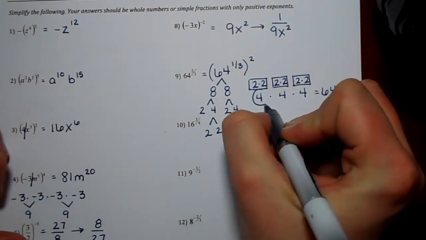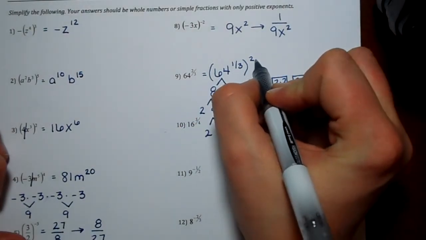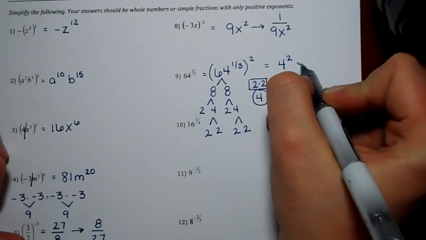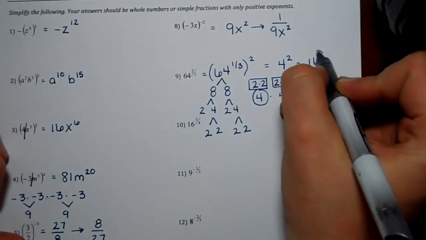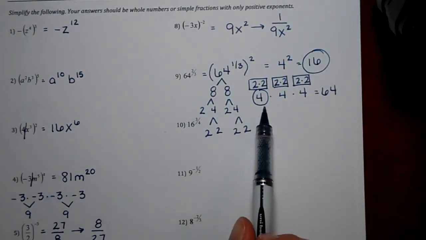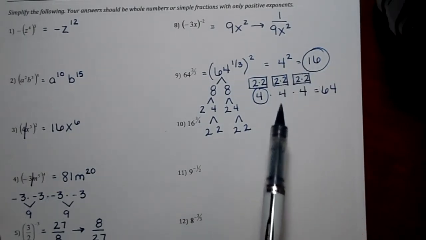So now I'm going to take one of those pieces, the 4, and put that in here and square. So this will become 4 to the power of 2, which is 16. So my final answer for this problem is 16. I apologize, I probably shouldn't have circled that 4. That made you think that that could be the final answer. But your final answer here would be 16.